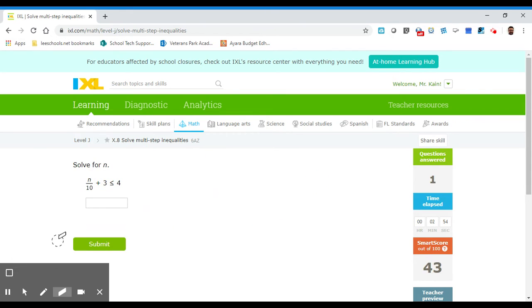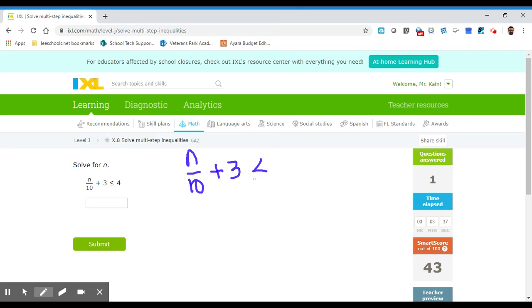Okay, the next level is 43. Okay, here's the problem. What do we have here? Let's look here. We have a set of numbers, n divided by 10. It's going to be, when we add 3 to it, they have to be less than or equal to the number 4. So let's do our process, right? Circle the things we want to get rid of, like that and that, to get n by itself. Opposite of plus is minus.